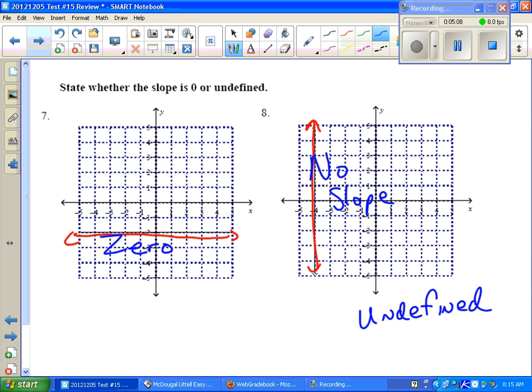Again, you can see the change. It infinitely changes when you're talking about its rise. It goes up and down, but it doesn't go over at all. So the bottom number would be 0. And remember, you can't have a 0 at the bottom of a fraction in math. That makes things not work.